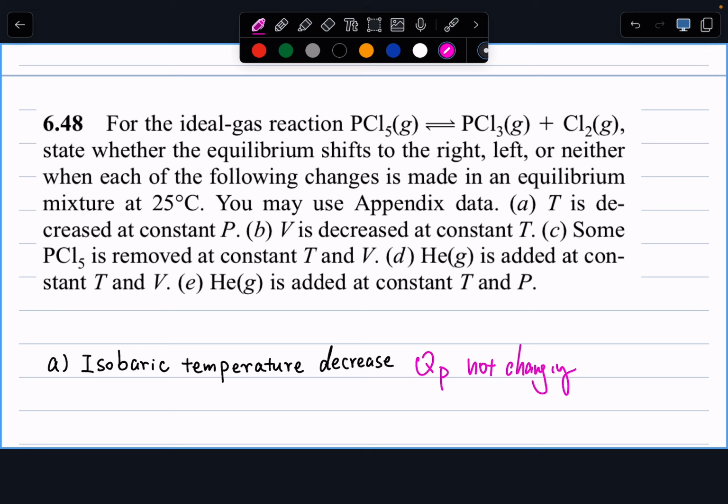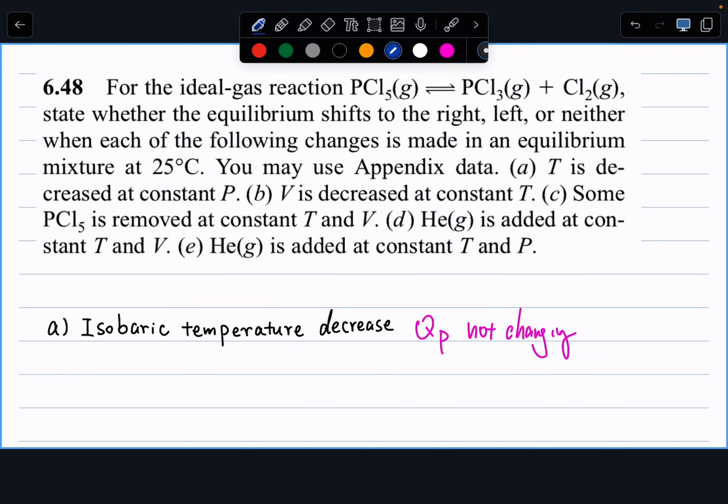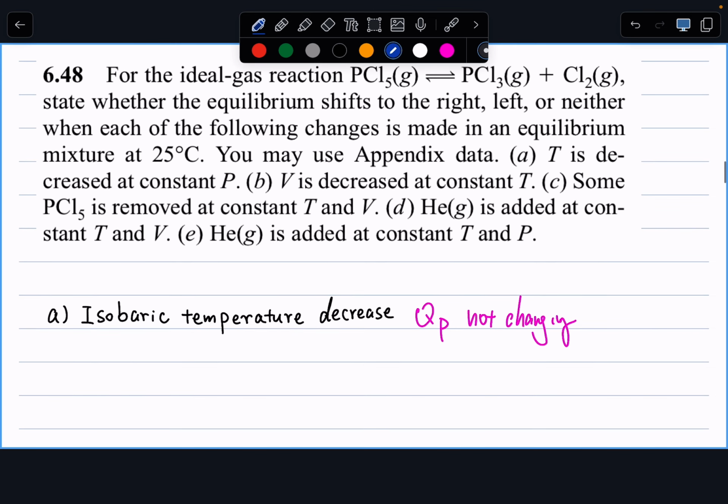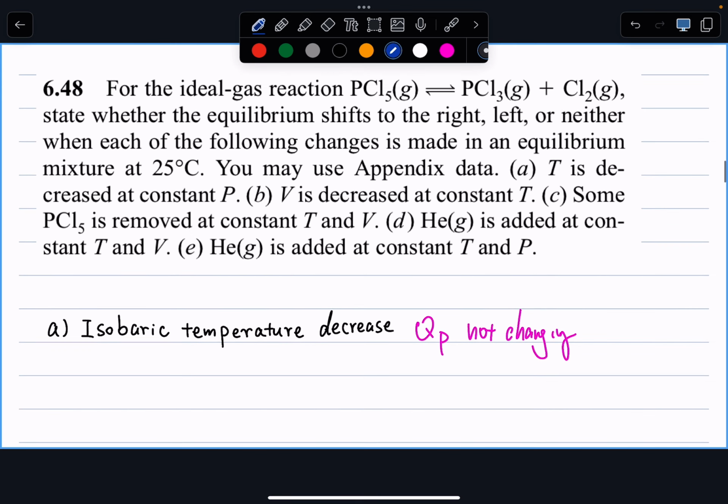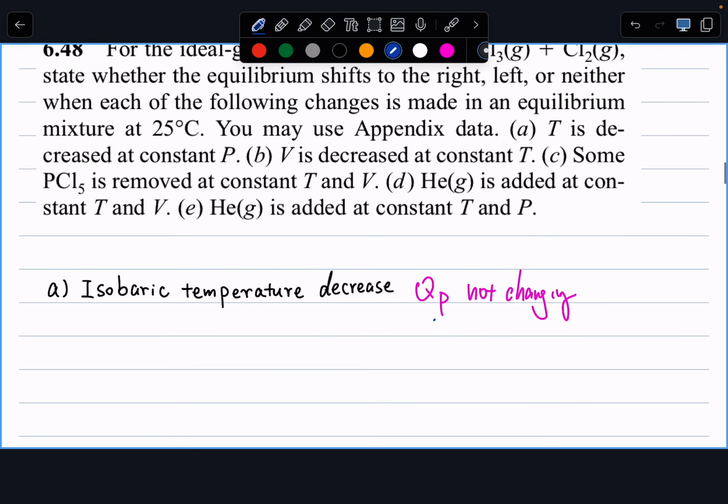All right, but temperature is decreasing, so my equilibrium constant is changing. I'm focusing on how my equilibrium constant changes. Originally it was at equilibrium, so in my initial state, my QP and my KP are equal at equilibrium before the temperature change. And now the temperature starts to change. So we have d ln KP naught over dT equals delta H naught over RT squared.